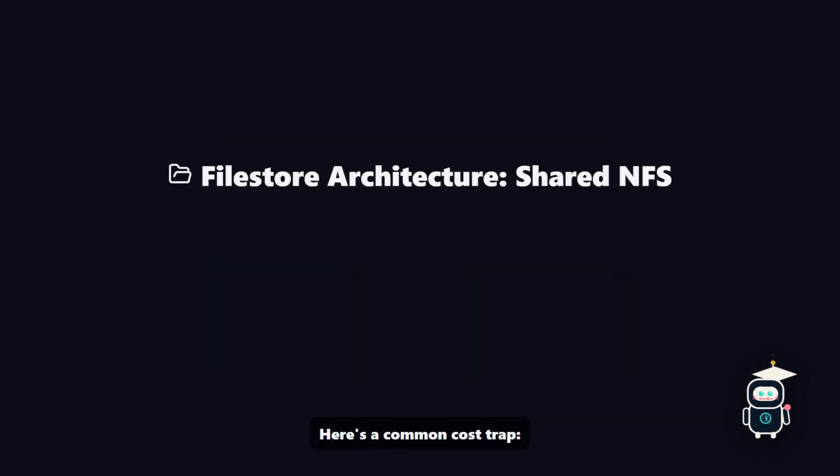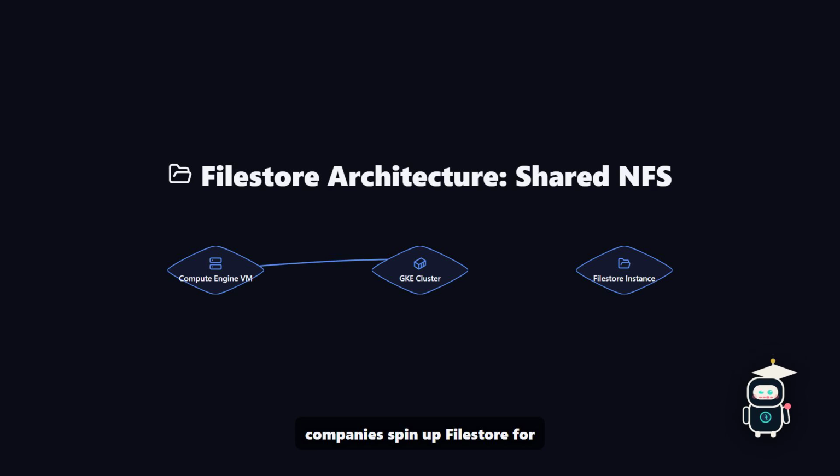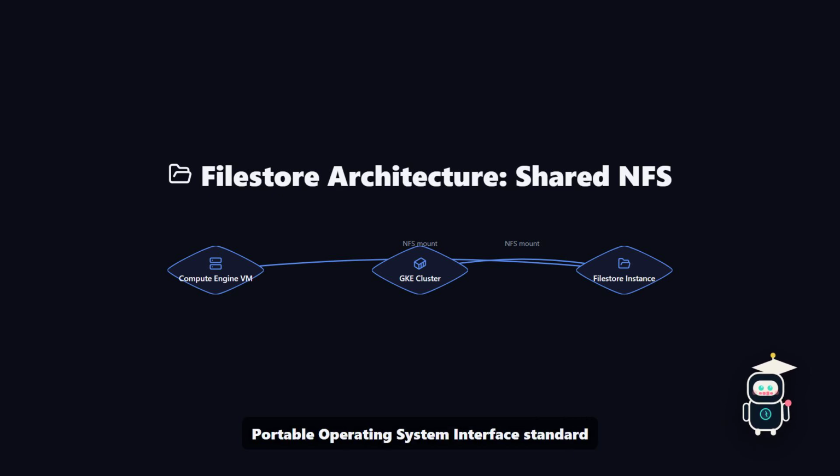Here's a common cost trap. Companies spin up Filestore for workloads that don't need POSIX, the portable operating system interface standard that guarantees consistent file access and locking across Unix-like systems. Paying a premium for NFS when object storage would cost far less. Let's see the right architecture.